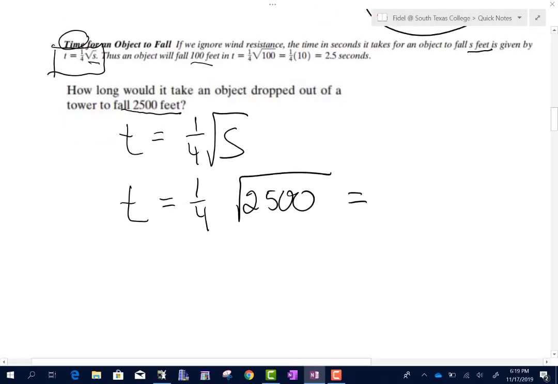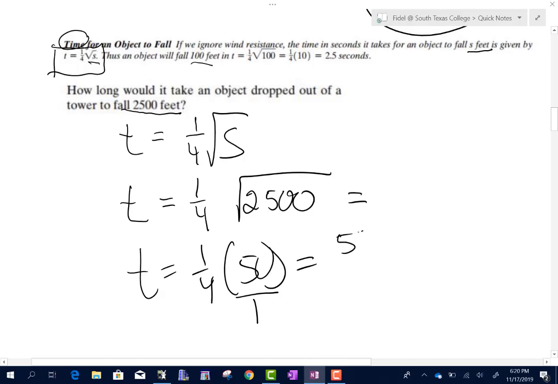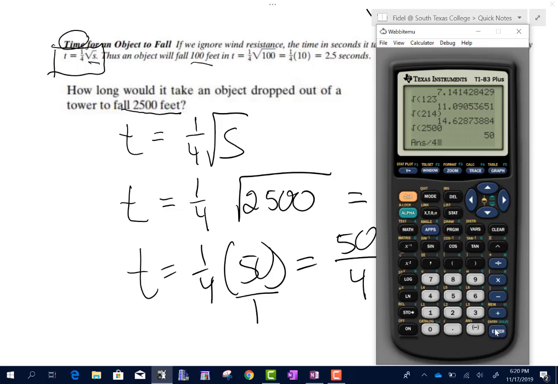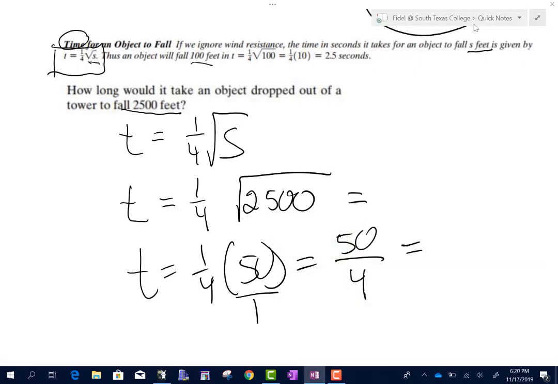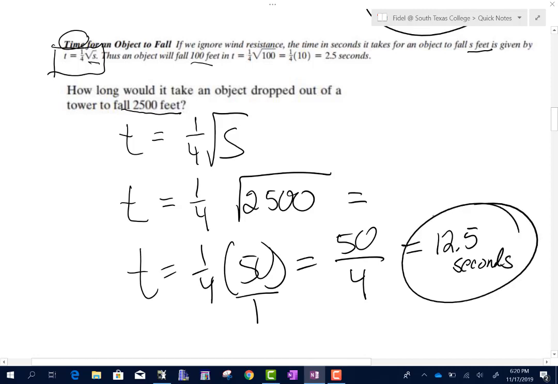Okay, so then we're going to think of this as 1/4 times 50. Guys, if I want to, I can think of that as a fraction as 50 over 1. And if I multiply straight across, 1 times 50 is 50, 4 times 1 is 4, and all I'm going to do now, guys, is just divide it out, okay? So I'm going to take 50 divided by 4, and I'm coming up with 12.5. So that's my time in seconds, so it's going to take 12.5 seconds for that object to fall out of a tower that's 2,500 feet tall. That's a pretty tall tower. Alrighty, that was section 9.1.